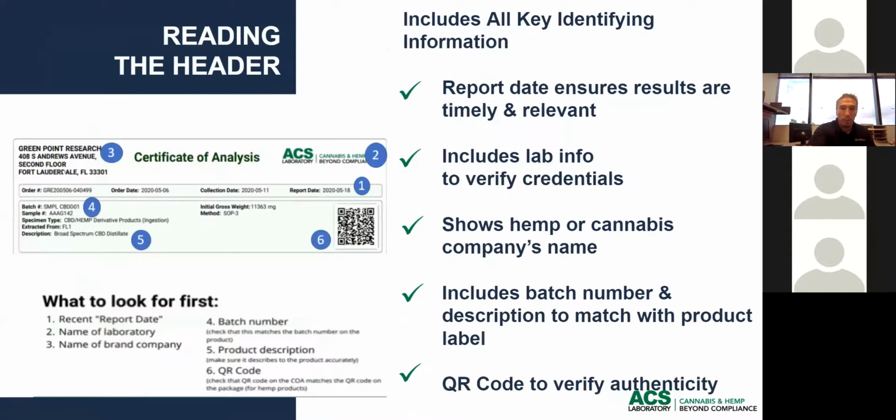So we'll start to break it down section by section here. The first section is going to be the header, and it's going to be very important for really making sure that the COA you have is for the product that you have as well. The first thing you'll want to do is check out the report date right up here.